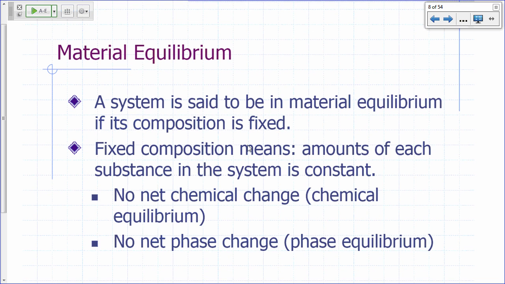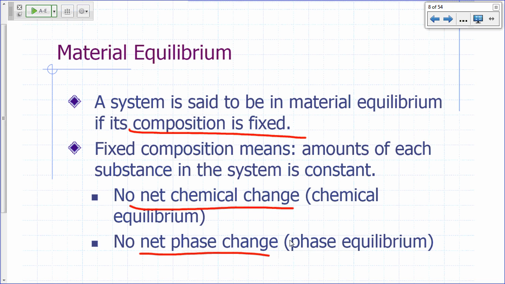Material equilibrium happens when your system's composition is fixed. That means there's no more chemical reactions going on. All chemical reactions have stopped. Every substance that's present in your system will have a fixed constant amount if it's at material equilibrium. So no net chemical change, and there's no net phase change. You're not seeing any solid turning into a gas or gas turning into solid. So it looks like everything has stopped. It looks like there's no changes in the composition of your system. So, in that case, you'll reach material equilibrium.